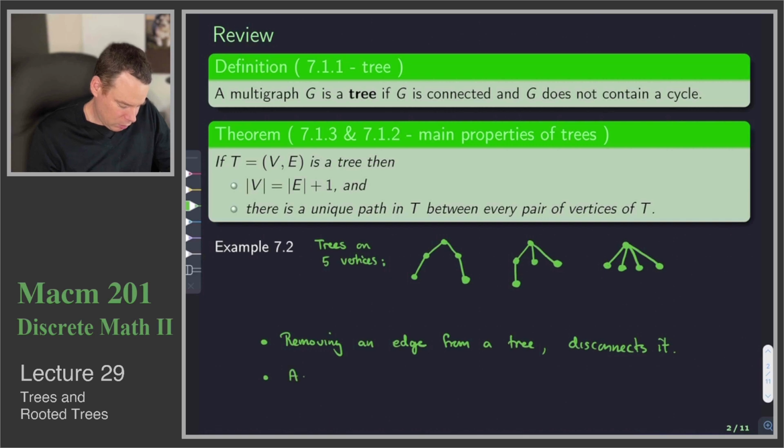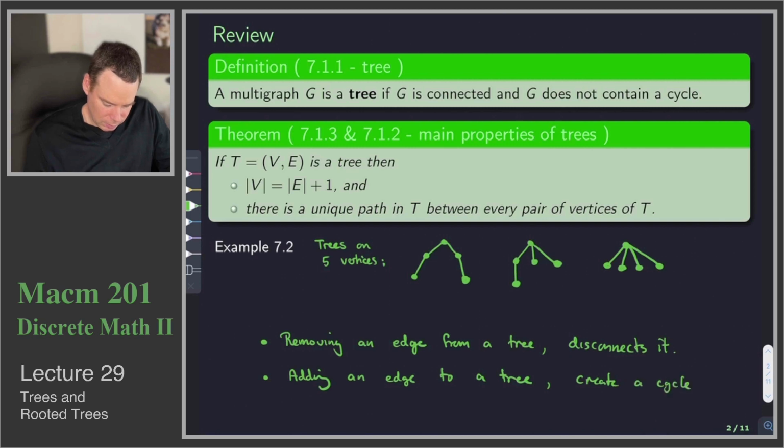What about if we add an edge? Adding an edge to a tree, what happens there? Well, it would create a cycle. And that's the same idea. So if I start with a tree and I add an edge to it, it can no longer be a tree because it wouldn't satisfy this relationship anymore.